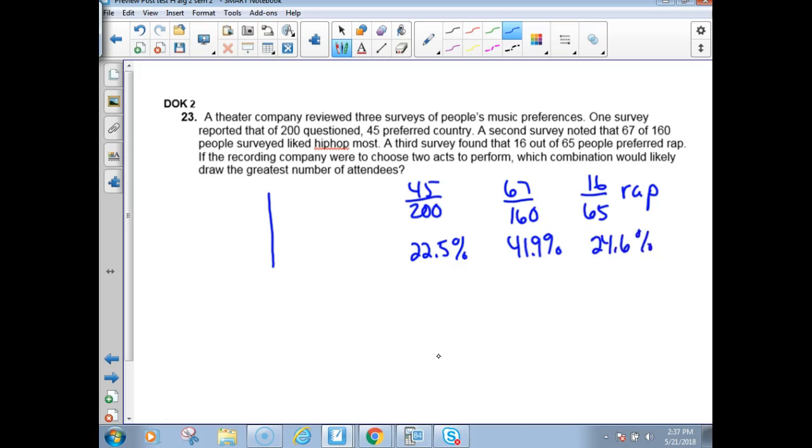Now, it says if the record company were to choose 2 acts to perform, which combination would give you the greatest number of attendees? Well, which ones are you going to pick? The ones that have the higher percentages, right? Which was the second one? That's hip hop. And the last one was rap. All right, hip hop and rap.